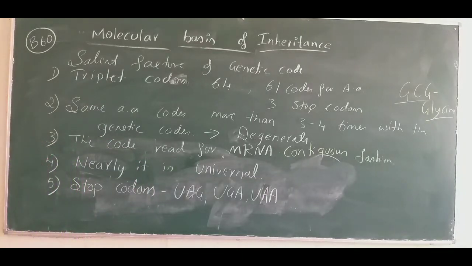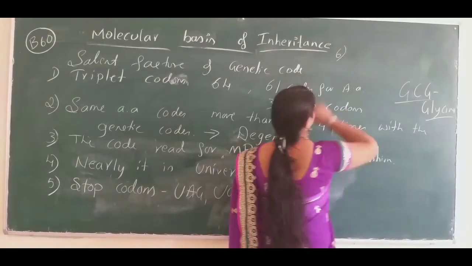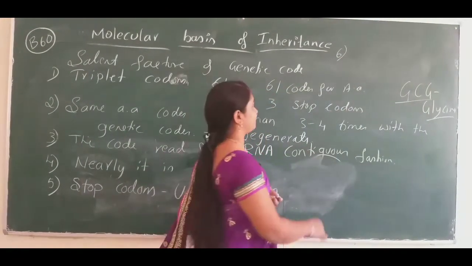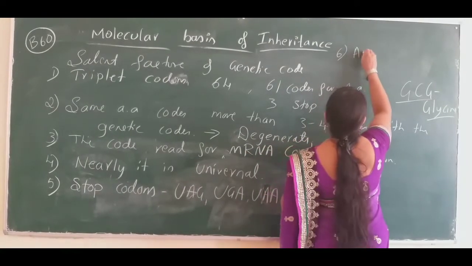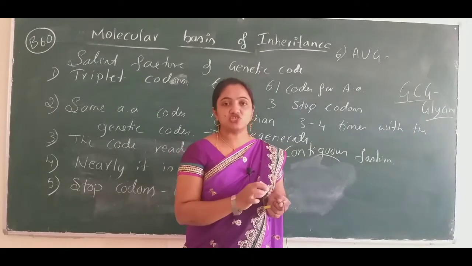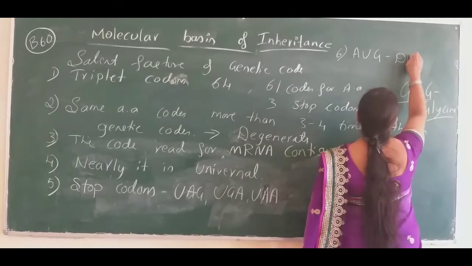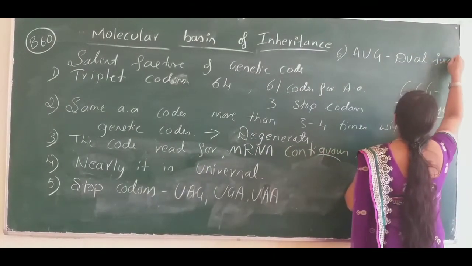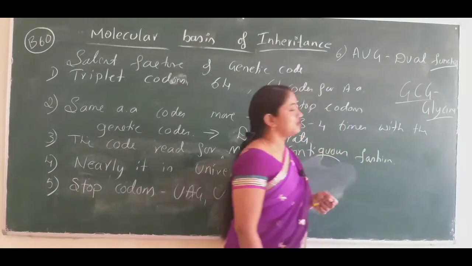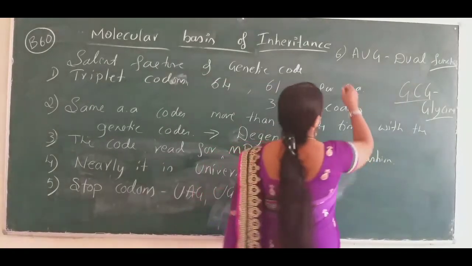And one more thing I must tell here, that is the triplet codon. Here I am going to write the 6th salient feature. For example, AUG has a dual function. So what is that dual function? The AUG codes for methionine, right?